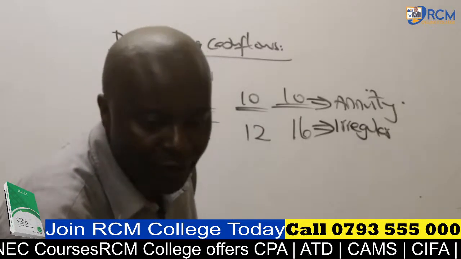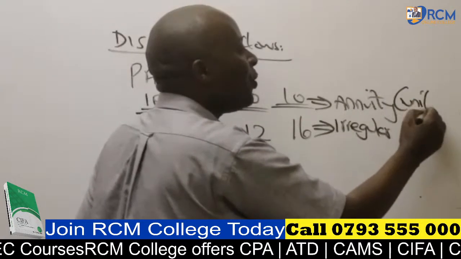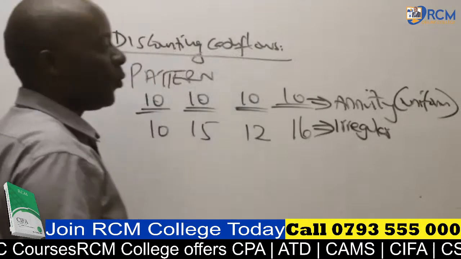Now listen to me very well. Annuities are also known as what here? They are also known as uniform cash flows.